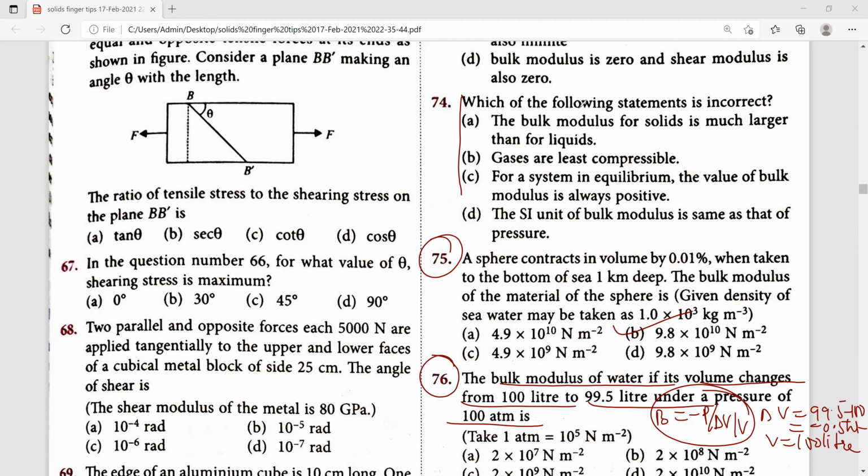That is, the P value is 10 to the power of 7 divided by the delta V by V value. If you simplify, 10 to the power of 7 divided by minus 0.5 whole divided by 100, we get 2 into 10 to the power of 9 Newton per meter square. Therefore, option C is the right answer, that is 2 into 10 to the power of 9. Got this? I hope you got this.